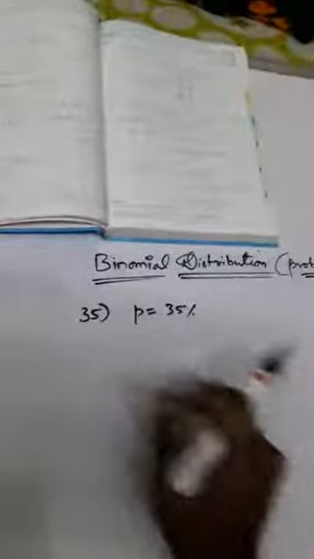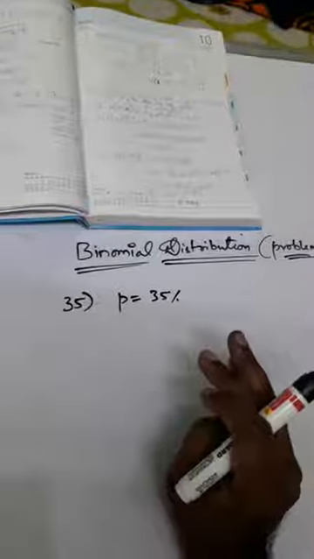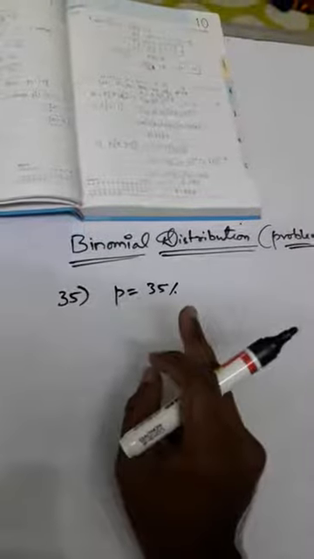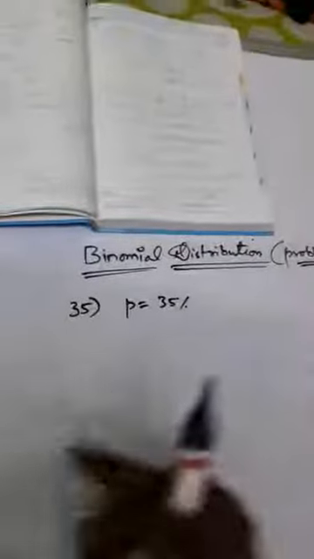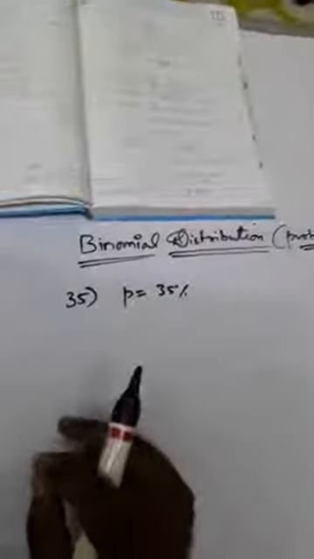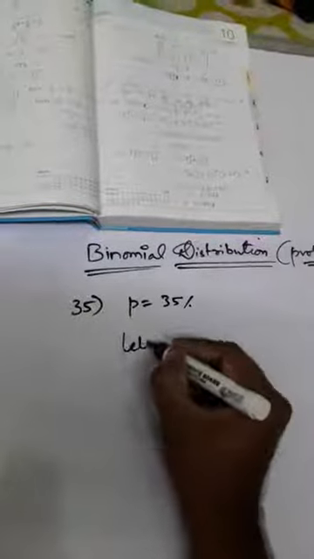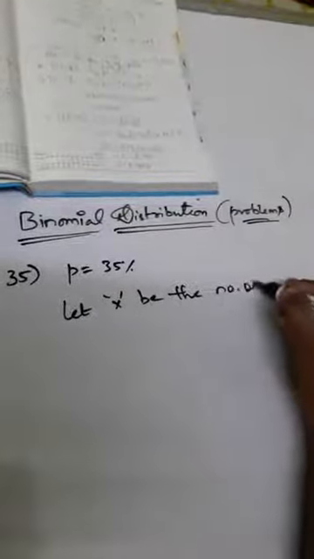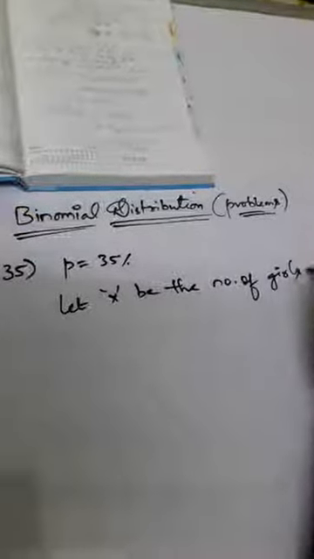So let us consider, first and foremost, what you need to do is first read the question completely. They did not mention whether it is a P or a Q. So you need to find what exactly the probability is asked about. Probability is asked about the number of girls, and the ratio is given about girls. So first, let X be the number of girls.